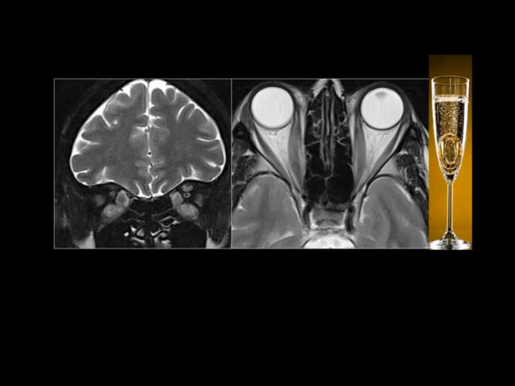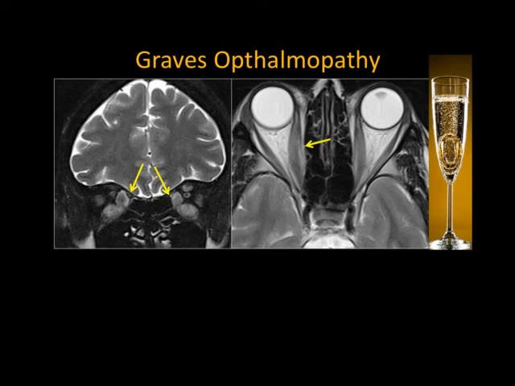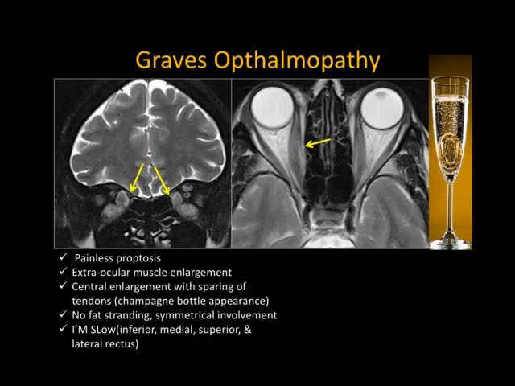So what is it? Thyroid. This is Graves' disease. And what is the sign called? Champagne bottle. That is the way the muscles are involved. Inferior rectus is most common, then medial, then you have the superior and other recti muscles.